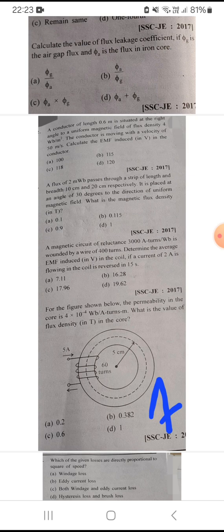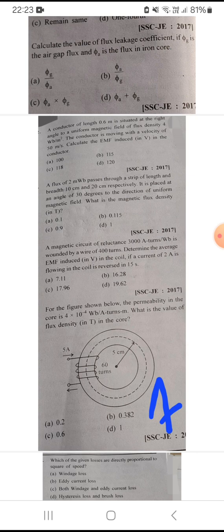So we have phi is equal to 2 mWb, A is equal to 0.1 into 0.2 and theta is equal to 30 degree. Phi is equal to B A cos theta. We know that. So therefore 2 into 10 to the minus 3 is equal to B into 0.1 into 0.2 into cos 30 degree. So we have that B is equal to 0.1154 T. So option B is the right answer.